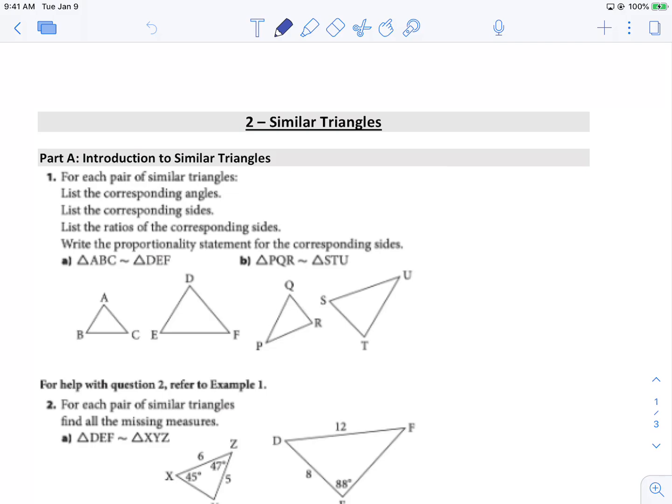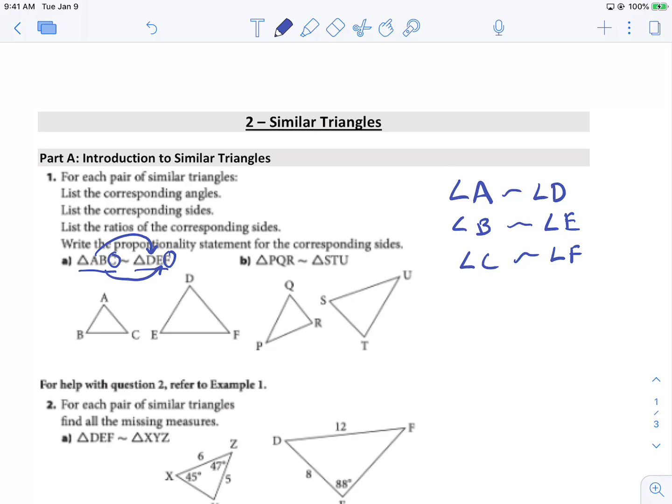Biggest advice you can get is when they give you something like triangle ABC is similar to triangle DEF, it means A is similar to D, B is similar to E, and C is similar to F, which makes this very easy for us. So for 1a, which angle is similar to which angle? Angle A is similar to angle D. Angle B is similar to angle E. And angle C is similar to angle F. So that's a really important piece. The way they're organized tells you a lot.